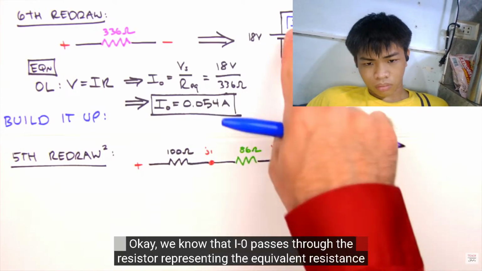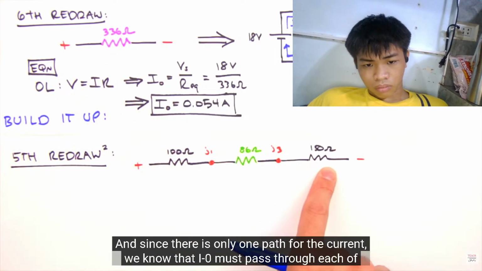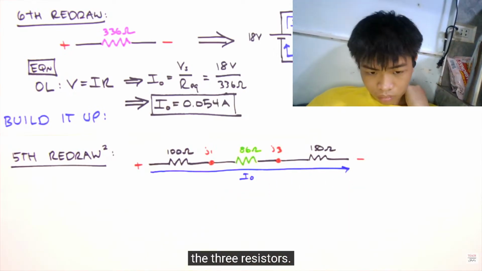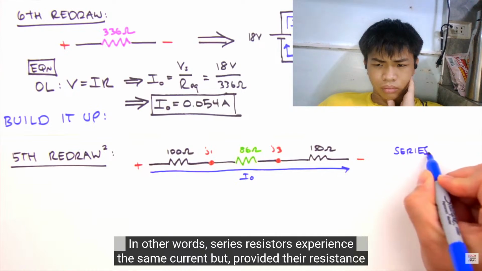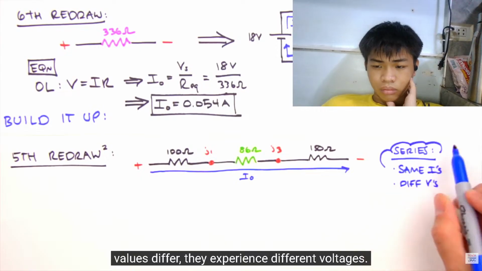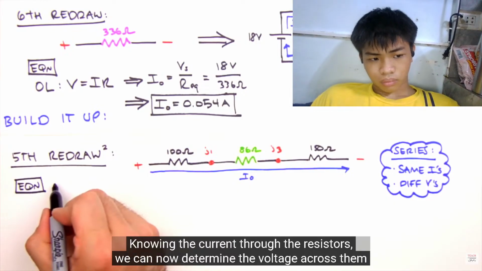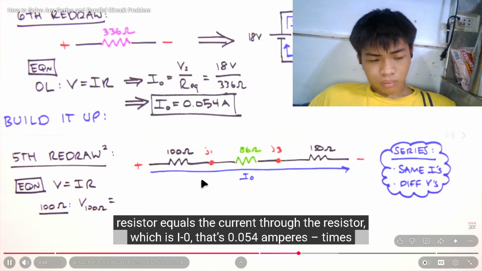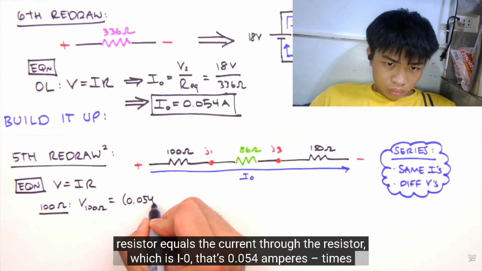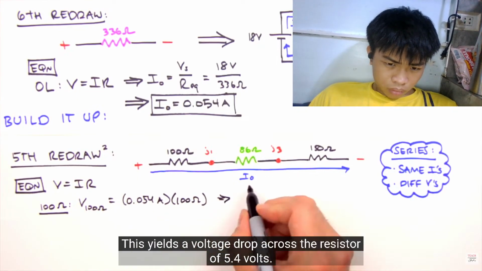Okay, we know that I0 passes through the resistor representing the equivalent resistance of these 3 resistors. And since there's only one path for the current, we know that I0 must pass through each of the 3 resistors. In other words, series resistors experience the same current, but provided the resistance values differ, they experience different voltages. Knowing the current through the resistors, we can now determine the voltage across them using Ohm's law. So, V of the resistor equals the current through the resistor, which is I0, that's 0.054 amperes, times the resistance of the resistor, which is of course 100 ohms. This yields a voltage across the resistor.